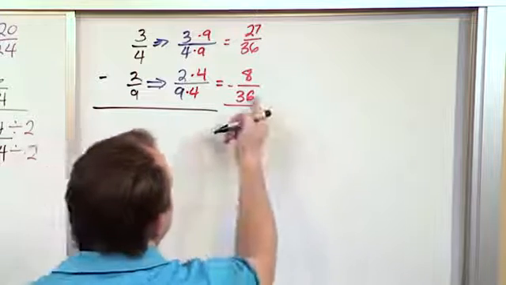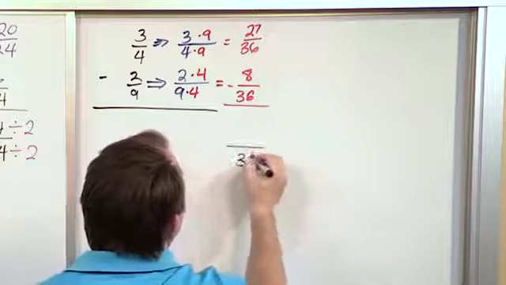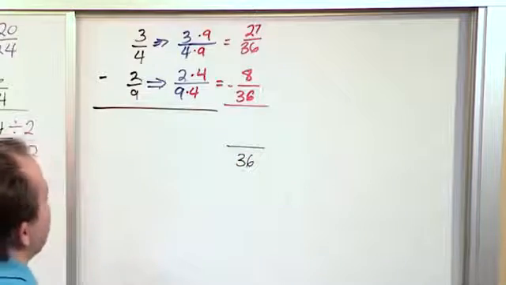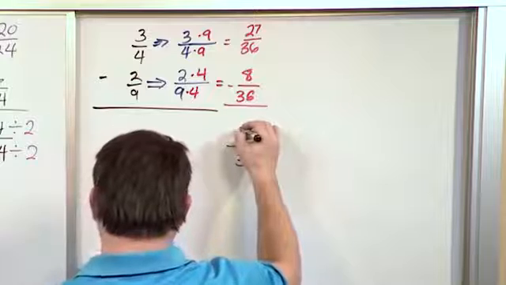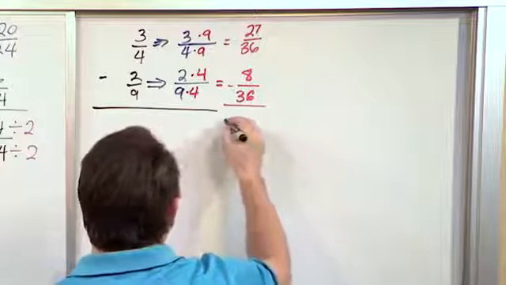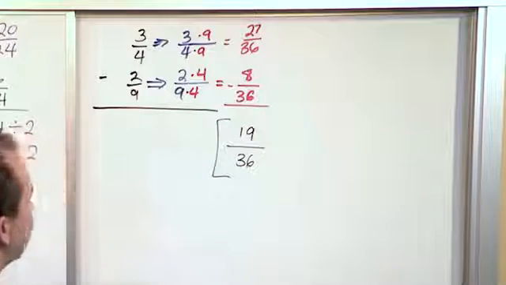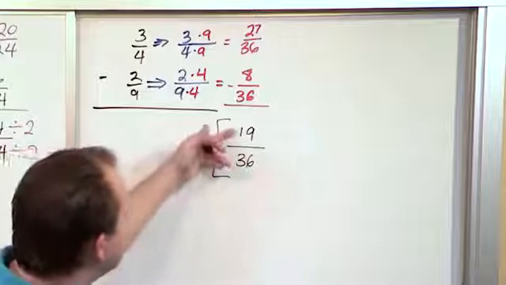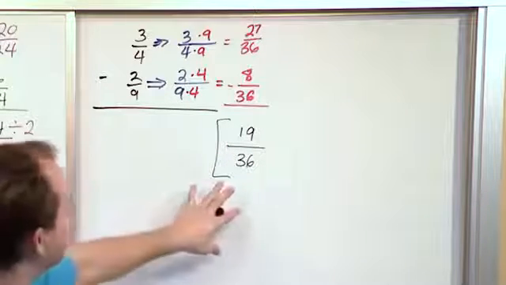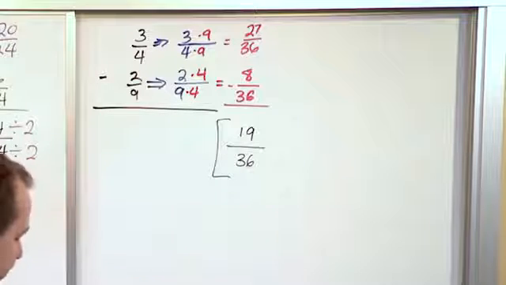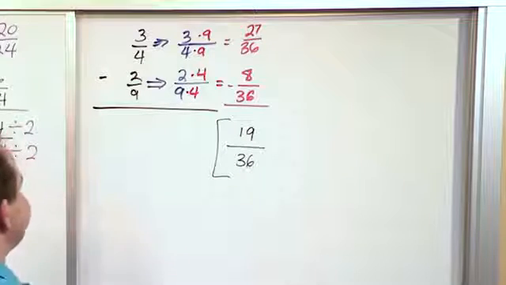Now, of course, 36 is the denominator, so I can just keep them here on the bottom. And I subtract the top. 27 minus 8 should give me 19. So I have 19/36. I can't really simplify that anymore. I can't divide something into 19, something into 36, the same common number, and simplify this fraction any more than it already is. So 19/36.